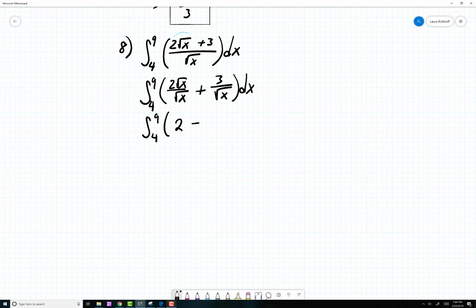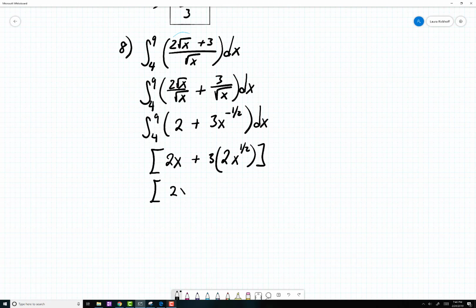This one just simplifies to 2. This one I can rewrite as 3x to the negative 1/2. Negative because it's on the bottom, 1/2 because it's the square root. And now we can easily take the antiderivatives of these. So this one, the 3 will just be multiplying. So the 3 will multiply by the antiderivative of this guy. So I'll add 1 to the power, so negative 1/2 plus 1 is 1/2. I divide by what I get, so I divide by the 1/2, same thing as multiplying by 2. So that's 2x plus 6x to the 1/2.